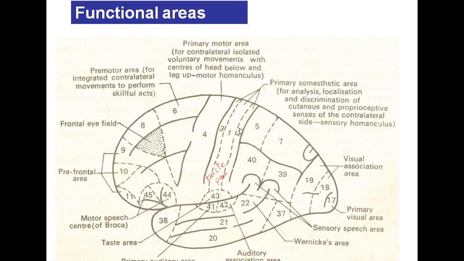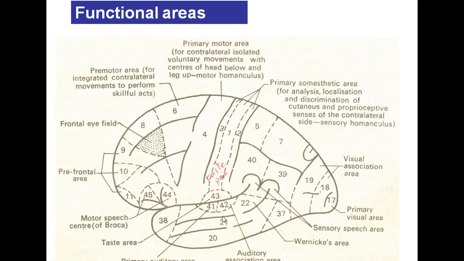Next we'll see the functional areas in the parietal lobe, that is the sensory area, area number 3, 1, 2. Sensory association area 5 and 7. Wernicke's area 22, the sensory speech area. Next we'll come to the occipital area: visual sensory area or striate area, area number 17, the primary visual area. Then the visual association area, area number 18 and 19.